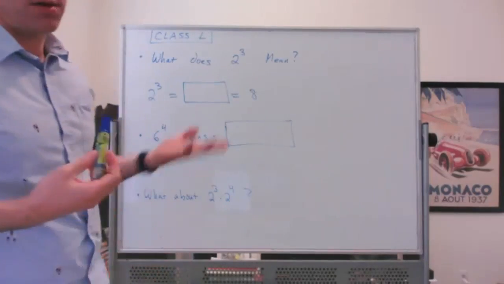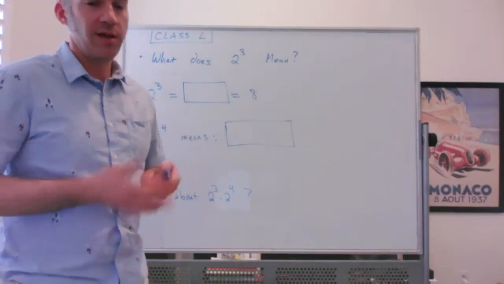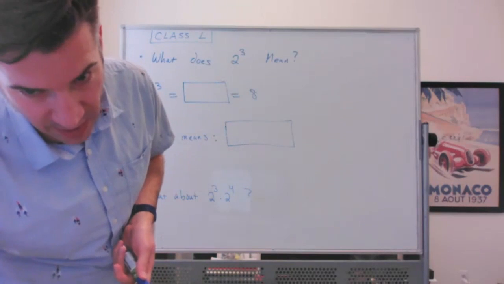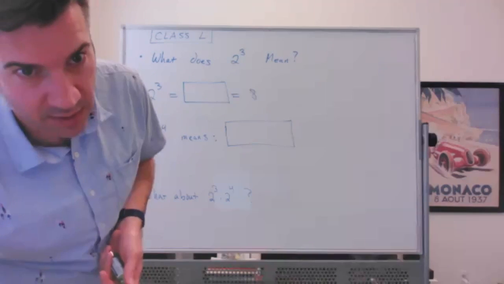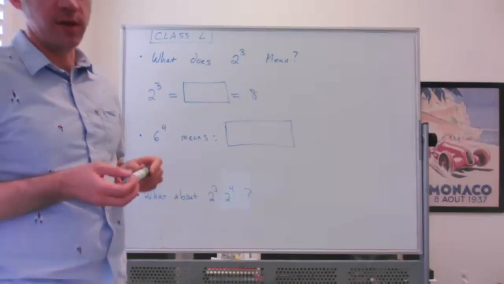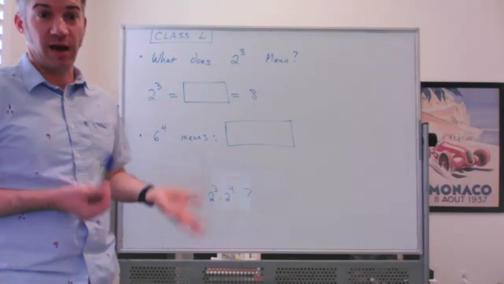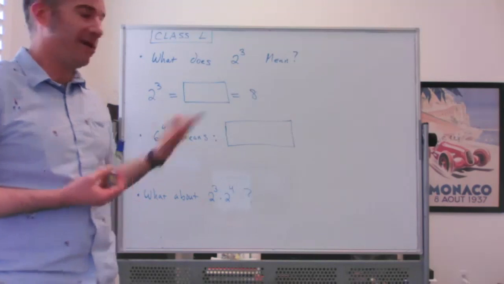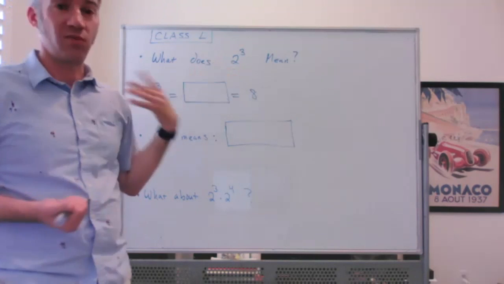So, class L, we're going to talk about, I would call this class the additive law of exponents. Basically talking about how we deal with expressions that are raised to powers. And so I like to start off by talking about what does 2 to the third really mean?